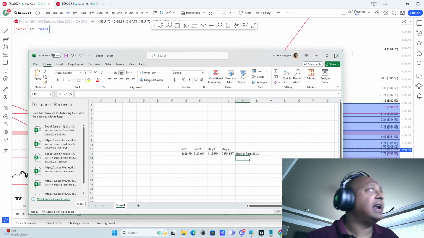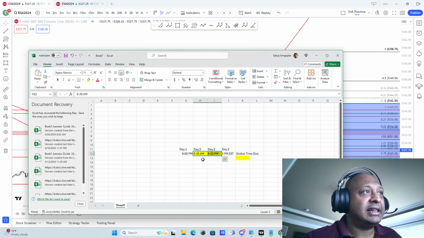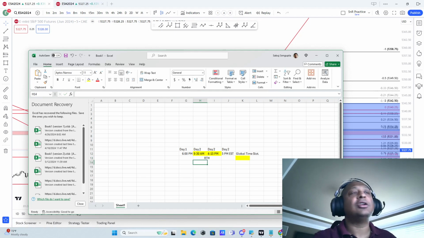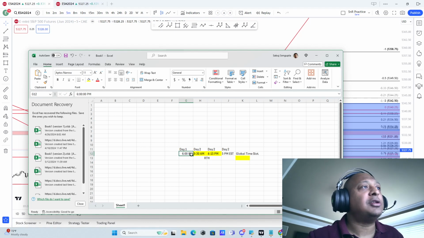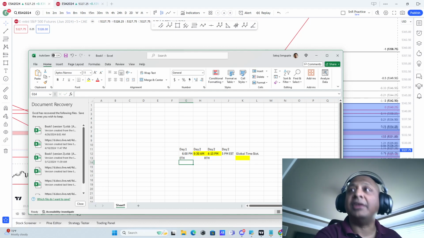Okay, and this 9:30 a.m. to 4:15 p.m., this is what we call the RTH, or the regular trading hours. And this 6 p.m. to 9:30 a.m. time slot is what we call the ETH, or the extended trading hours.